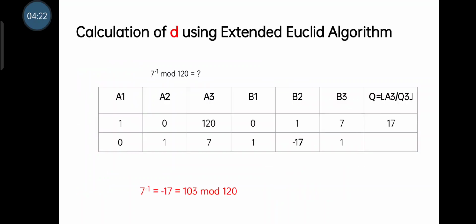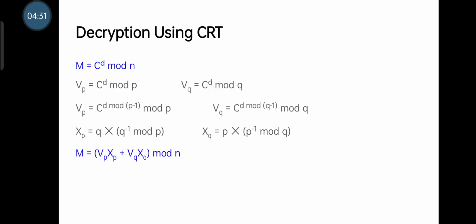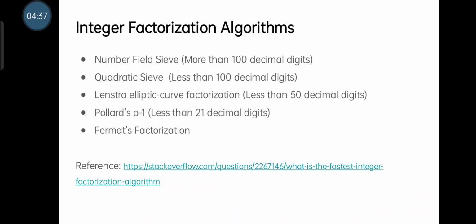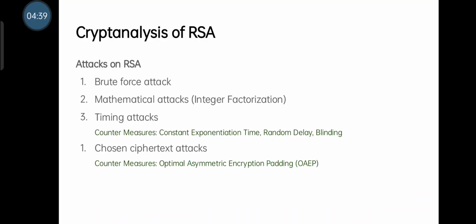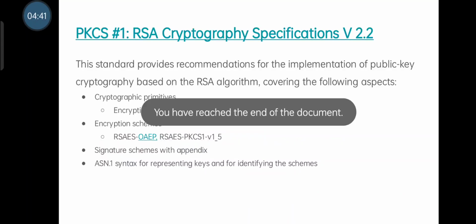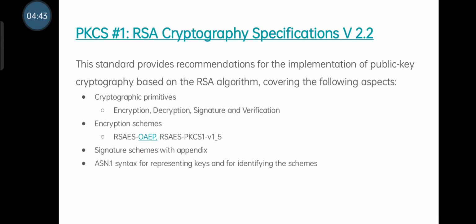You can use calculation, or you can use the extended Euclidean algorithm to find the inverse value, that is, the multiplicative inverse value. Here you can also use CRT to decrypt it. So these are about the RSA encryption algorithm, students. Thank you. I hope you have understood the concepts.